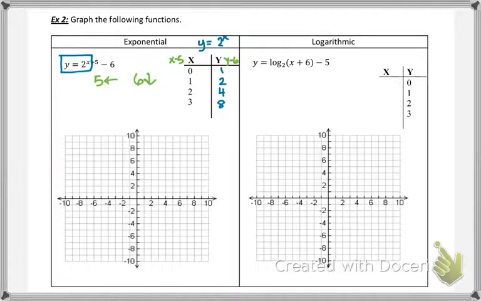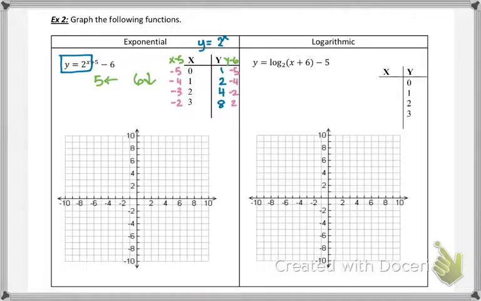So my new values are going to be, I'll do it in a different color, 0 minus 5, negative 5; 1 minus 5, negative 4; 2 minus 5, negative 3; 3 minus 5, negative 2. And for y: 1 minus 6, negative 5; 2 minus 6, negative 4; 4 minus 6, negative 2; and 8 minus 6, positive 2. Then let's graph those.